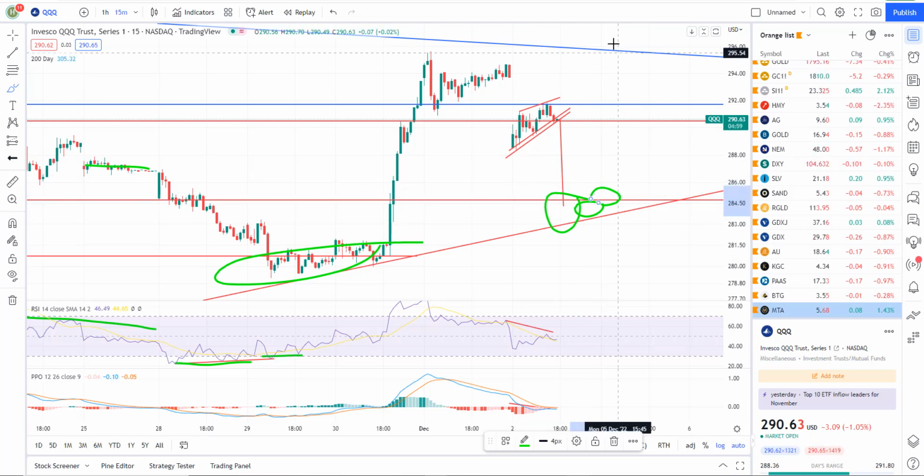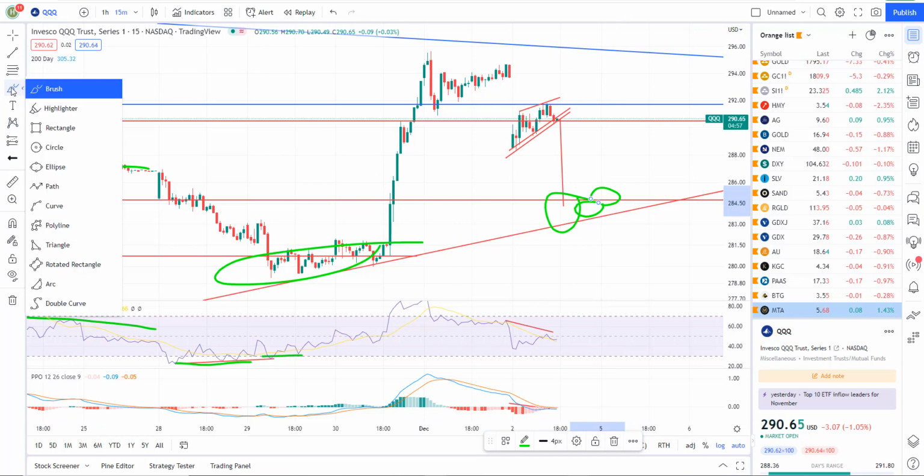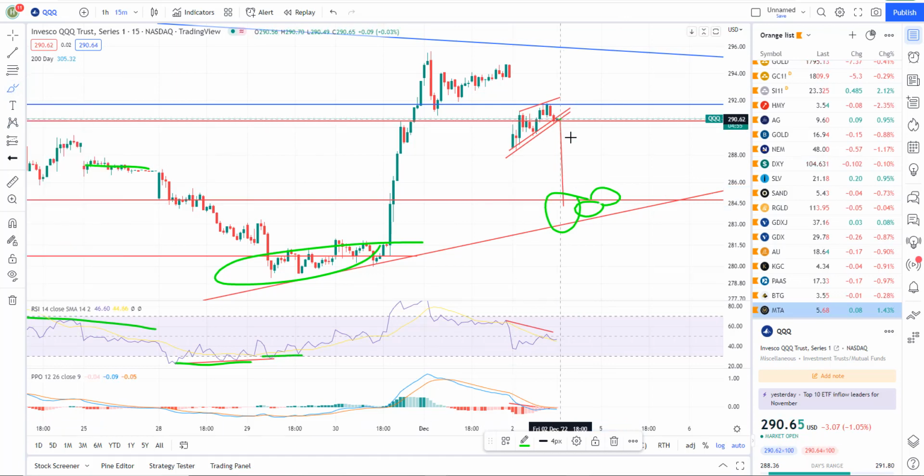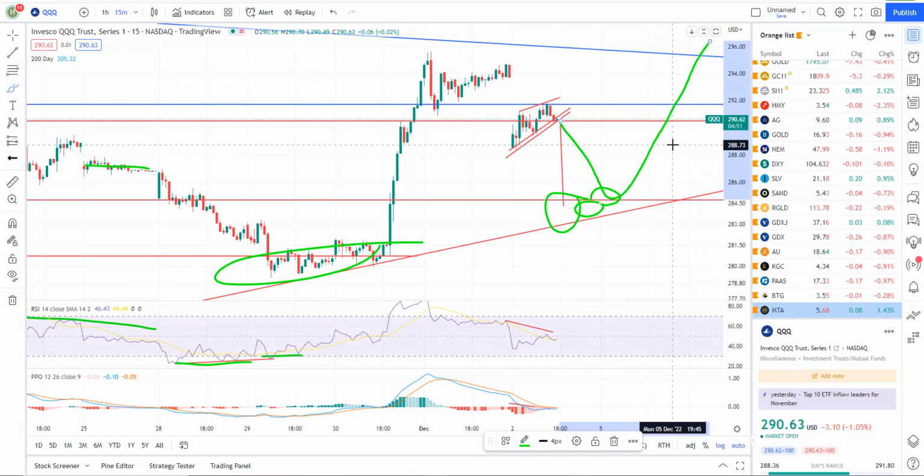So even if we're going to make that next leg higher on the daily chart, I think we head down to this level first, bounce off this support, and then maybe make that final move higher before completely rolling over and starting our journey lower in the bear market.